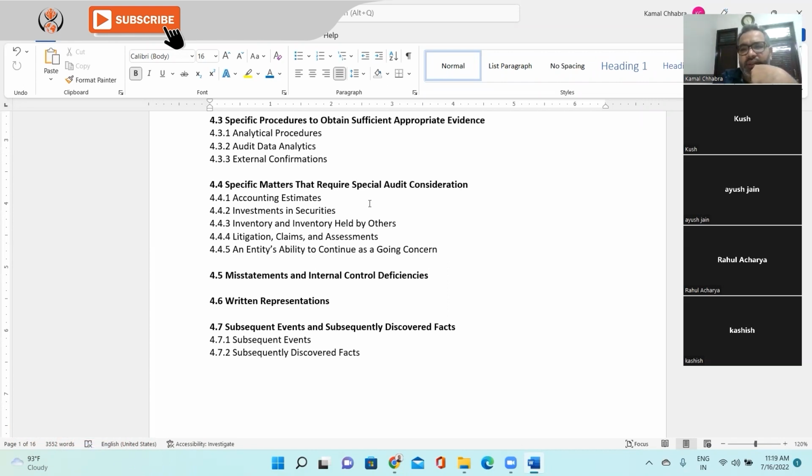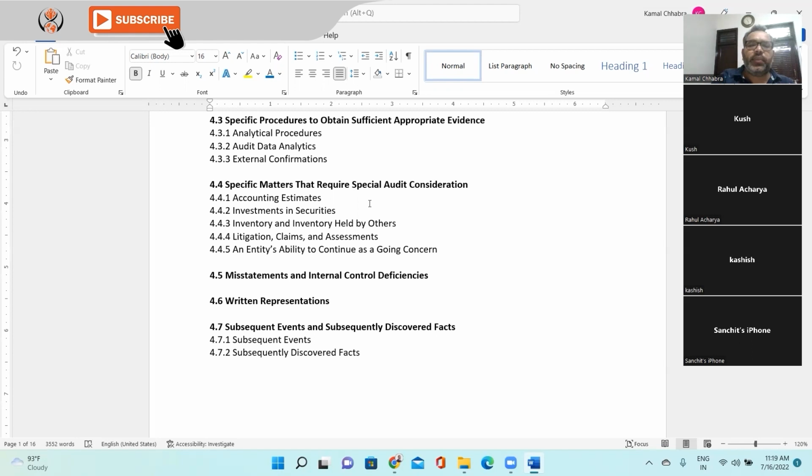What are the accounting estimates? Provisions. Right? What kind of provisions? Warranty provisions, doubtful debts, obsolete inventory. Right? Long-term employee benefits. Right? So those all come under the accounting estimate.